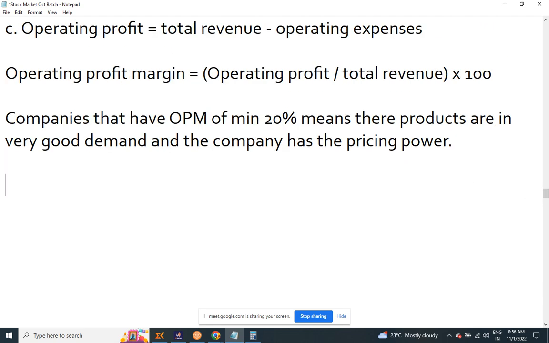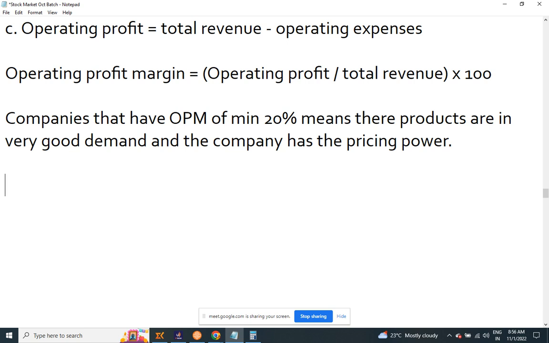And if you ask me, sir, in 7,000 companies, how many companies have got an operating profit margin of more than 20%? The answer is less than 500 companies. So it means that 90% of companies do not come into our watch list either. We do not want to touch a company whose profit margin is less than 10%.